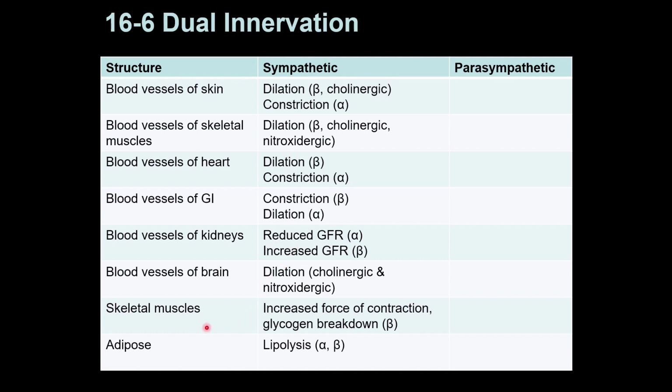The effect of the sympathetic nervous system on the skeletal muscle is to break down the glycogen, so that will increase glucose, and that will provide more ATP, so that's why there is increased force of contraction. Also, the sympathetic system affects the adipose tissue, breaks down the fat, and that provides fatty acids for different organs for the energy.